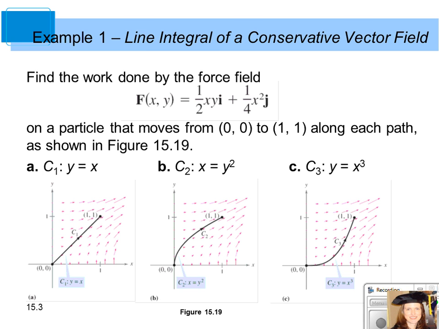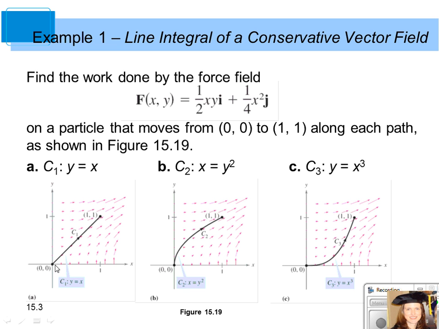In this example, we want to find the work done by the force field F of x, y, the vector field, equals 1/2 xy i plus 1/4 x squared j. Now this represents a field of vectors, and those fields of vectors can be seen represented with these little short vectors in the plane. Now we want to find the work done on a particle that moves from the point 0, 0 to the point 1, 1 along each path.